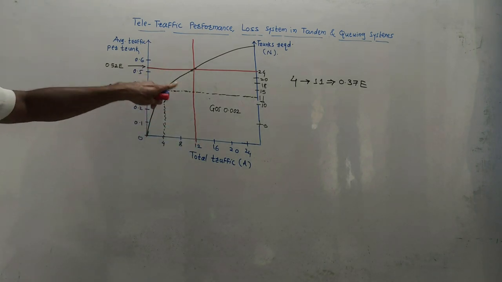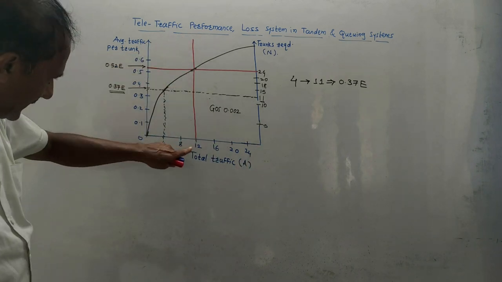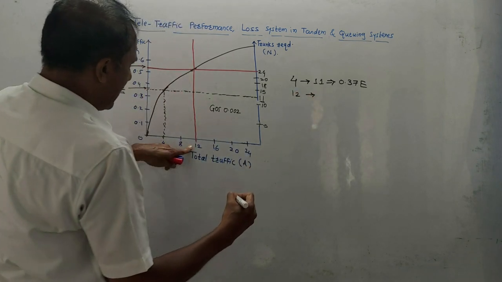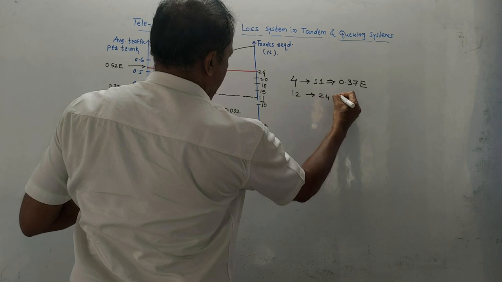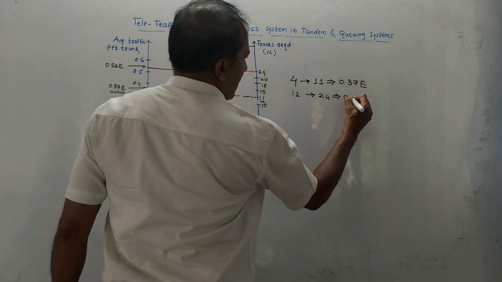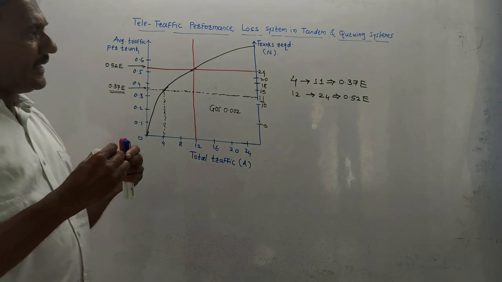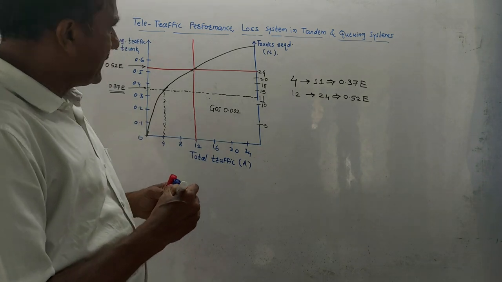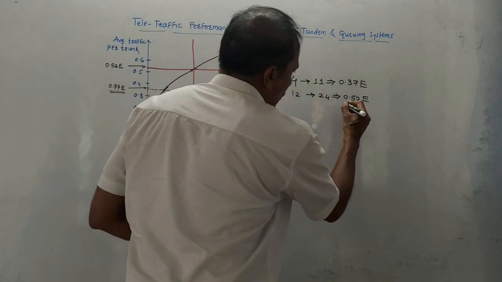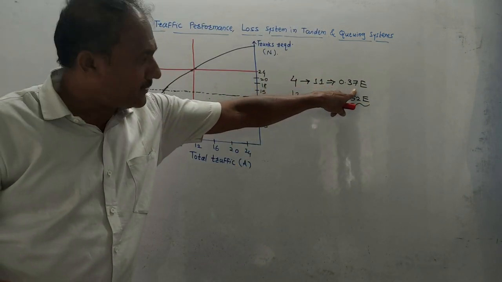Consider one more reading referring to this graph. As I told you, this graph is used to measure tele-traffic performance. Here, what is shown in red ink: if total traffic is 12 and required number of trunks is 24, then average traffic per trunk, shown in red ink, is 0.52 erlang. These readings and this graph clearly indicate that as you go on increasing the number of trunks, the occupancy becomes greater. That means occupancy becomes 0.52 compared to the earlier case, which was 0.37 erlang.